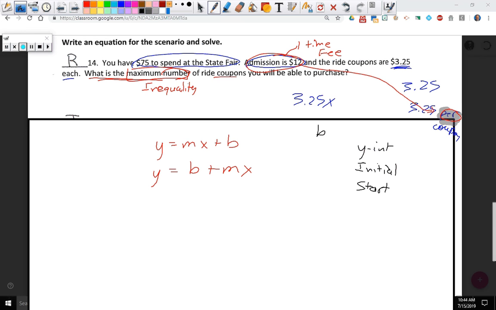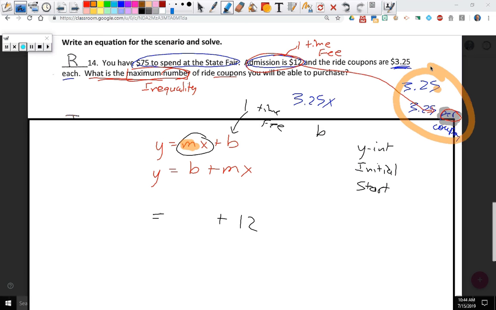12. So $12 is the one-time fee, so the one-time fee can also be that b. So we have $12, and it's going to be adding with this mx. Now we know it's slope, but at the same time, believe it or not, this is a slope. This isn't a rise over run. This isn't a ramp. This is the conceptual understanding of slope: a quantity per a certain other quantity. So looking at this, what would m be?